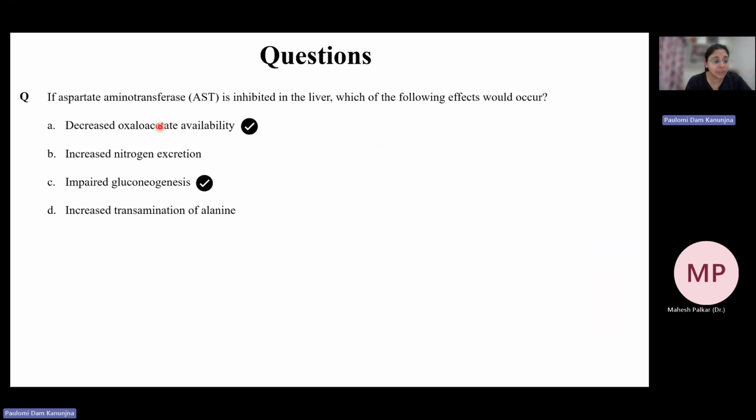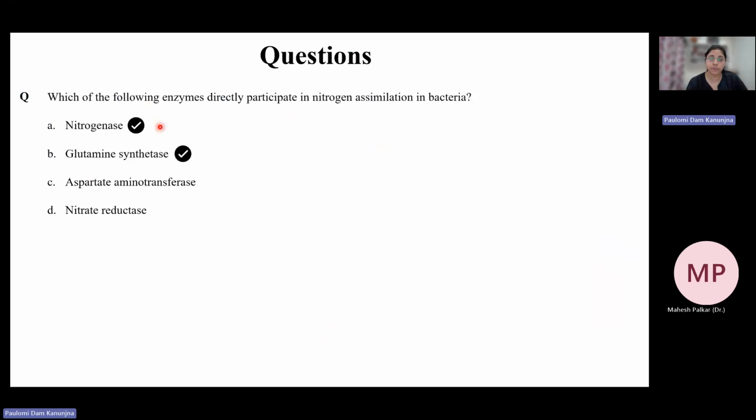And the last one says increased transamination of alanine. Increased transamination is incorrect because it's not increasing any transamination. For transamination of alanine, it's not directly responsible or playing a role, but it affects other pathways which affect the transamination of alanine. So in any case, there will not be an increase in transamination.